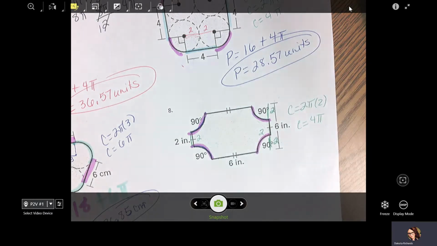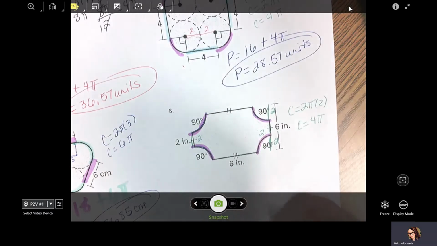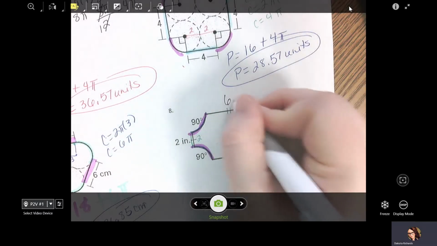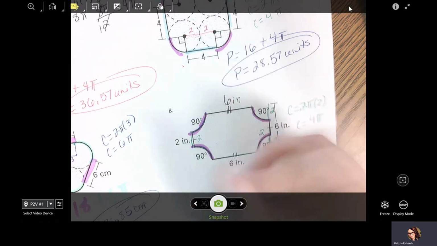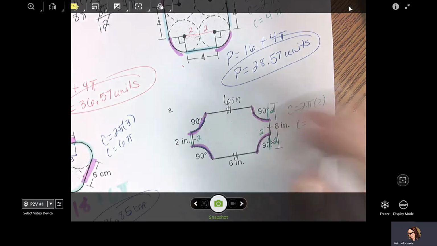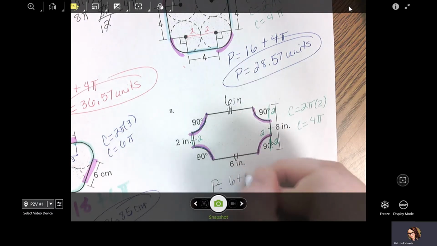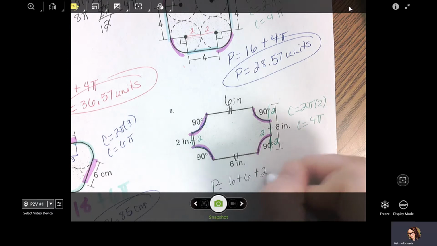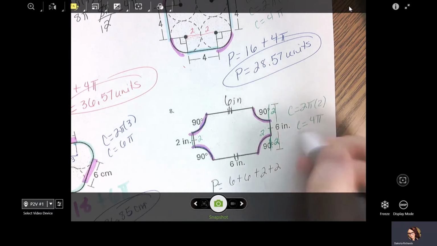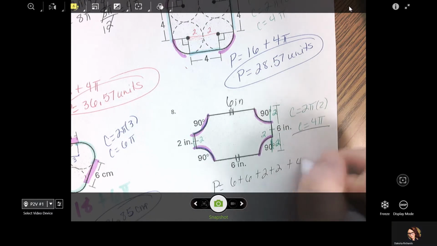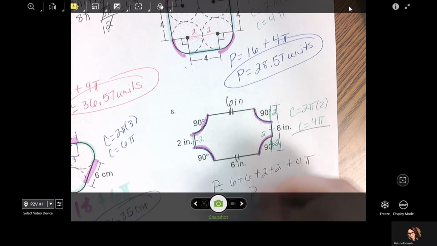Okay. So then up top, this is 6 inches because of those 2 marks. So the perimeter is 6 plus 6 plus 2 plus 2 plus the 4 pi. And that gives you 28.57 inches.